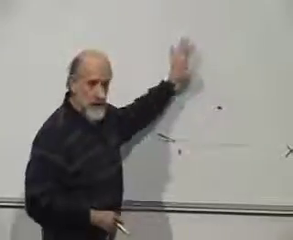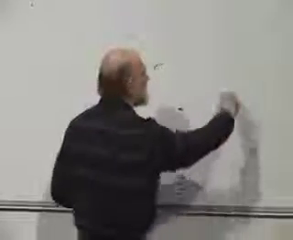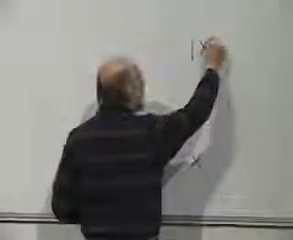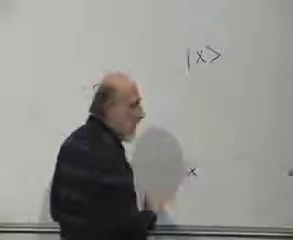The particle can be found anywhere on this line interval, or equivalently anywhere on this circle. So how do we represent vectors? How do we represent the space of states? The space of states is again labeled by position, but now x only goes from 0 to 2 pi r.